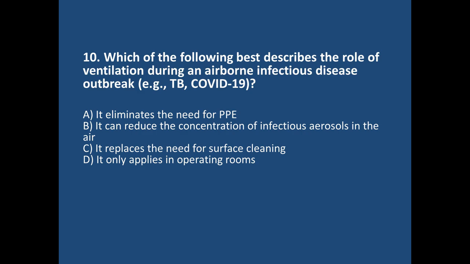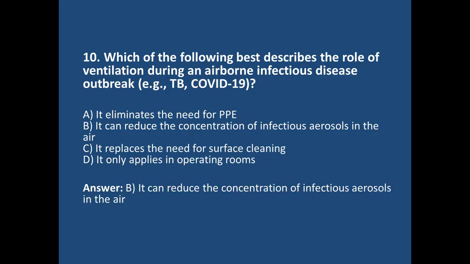Question number 10. Which of the following best describes the role of ventilation during an airborne infectious disease outbreak such as TB or COVID-19? A. It eliminates the need for PPE. B. It can reduce the concentration of infectious aerosols in the air. C. It replaces the need for surface cleaning. And D. It only applies in operating rooms. And the answer is B. The role of ventilation during an airborne infectious disease outbreak is that it can reduce the concentration of infectious aerosols in the air.